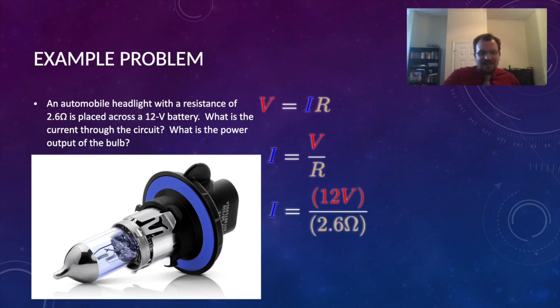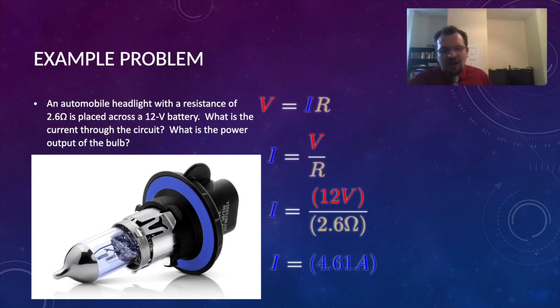All right, so now let's see. We can plug that into the calculator and we can come up with 4.61 amps. And as far as currents go, this is pretty high, but it's what's going through this light bulb. We know this because the math works out. All right, so now we figured out what our current's going to be.